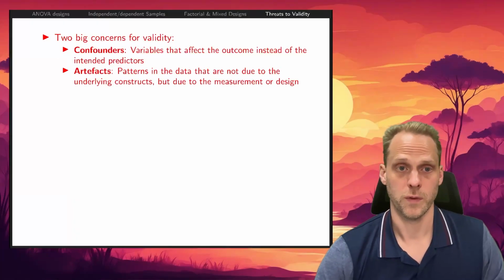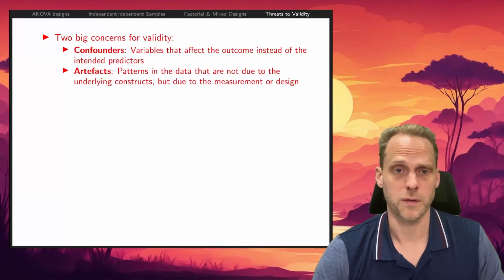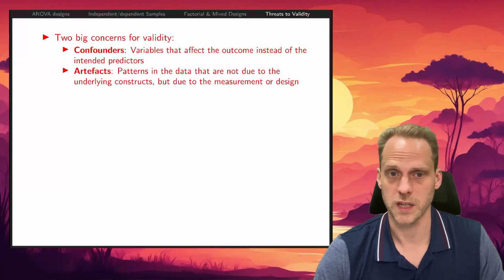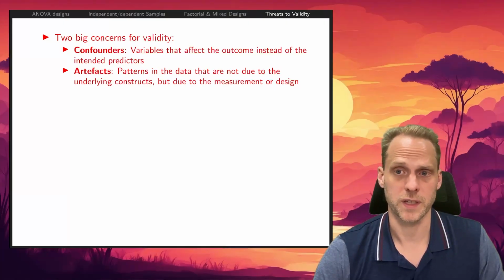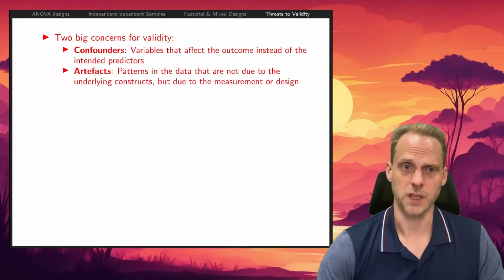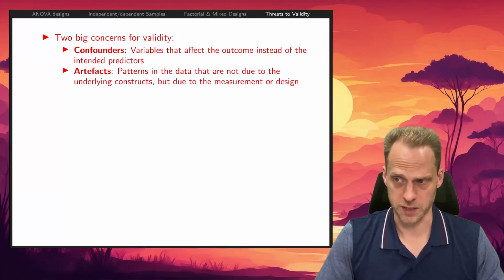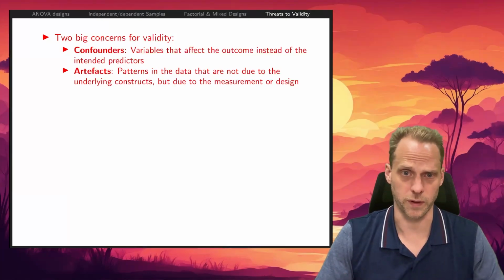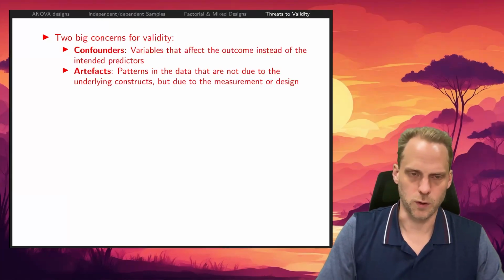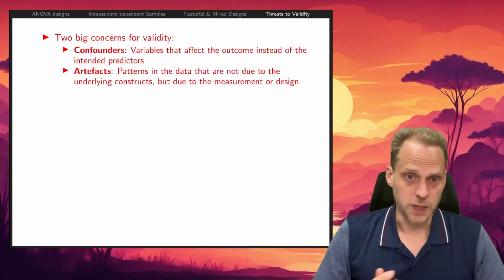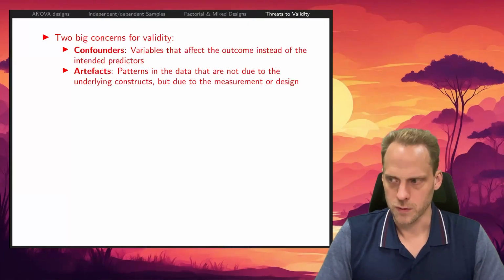I'll end this video with a discussion of things that might impact your validity beyond the research design. The first is confounders. So a confounder is a variable that affects the outcome instead of the intended predictors. It's a variable that you did not include in your analysis. If you did include it, you call it a covariate instead. So a confounder could be something you did not take into account. It's actually explaining the result you found.